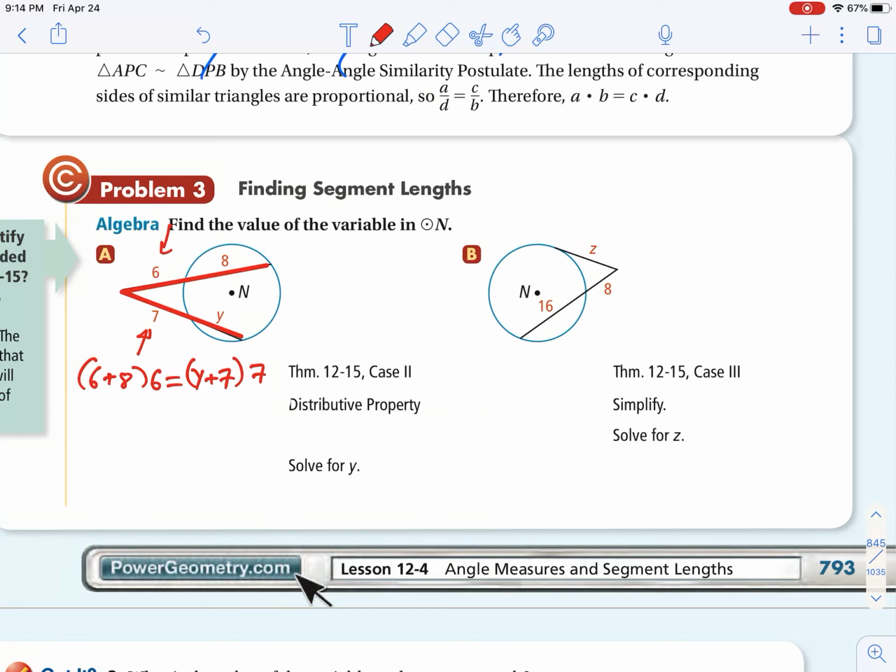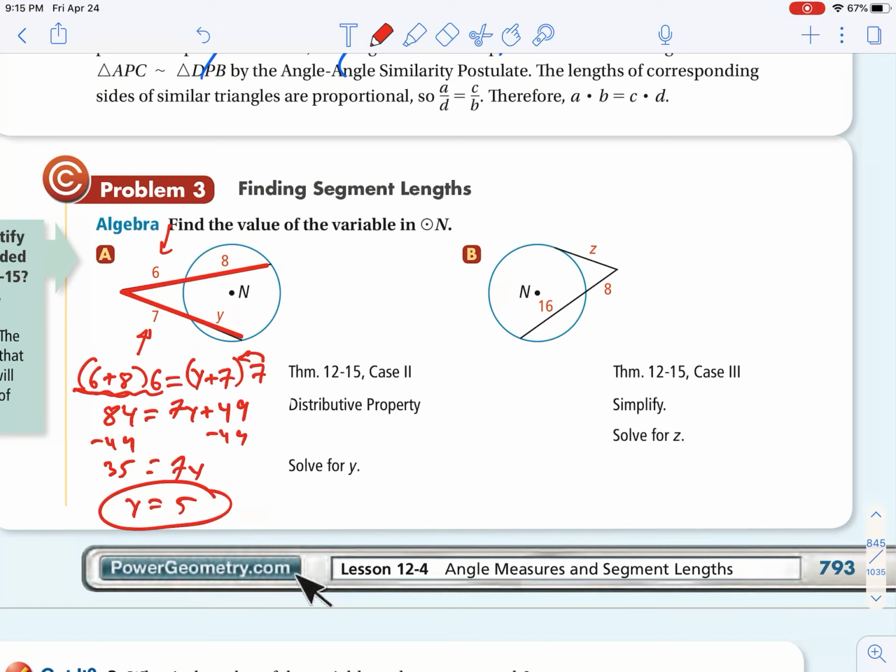Okay, so let's take that. This 6 plus 8 is 14, times 6, so this whole thing is going to be 84. We're going to distribute that 7 out there, so 7y plus 49. Bring that 49 over, subtracting it from both sides. Now we're left with 7y equals 35, and y equals 5. So there you go.